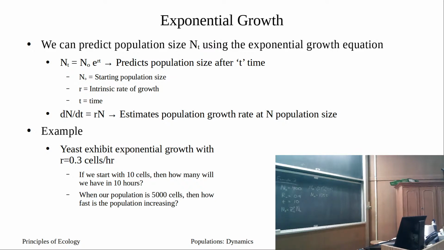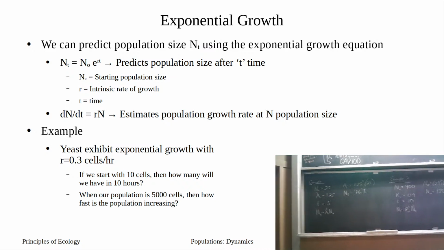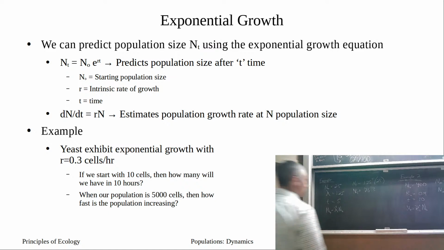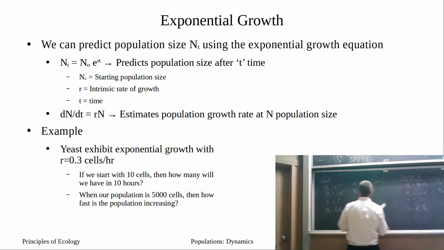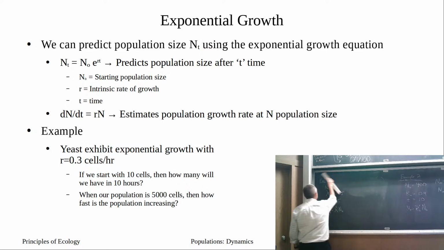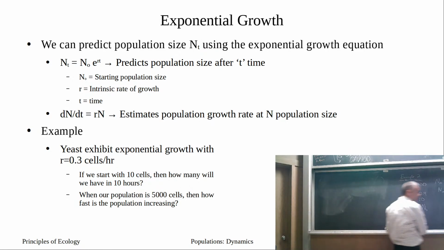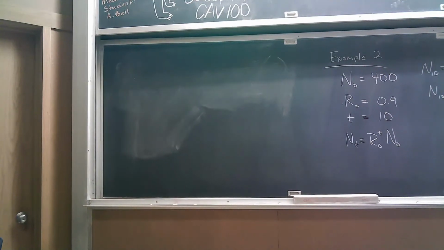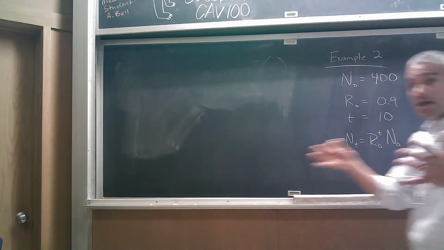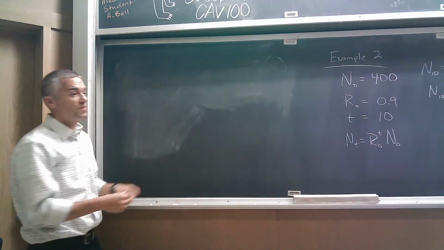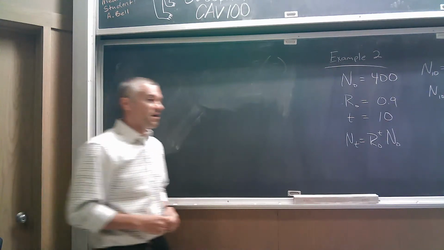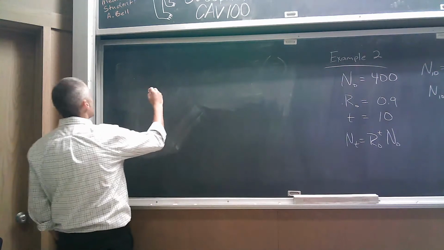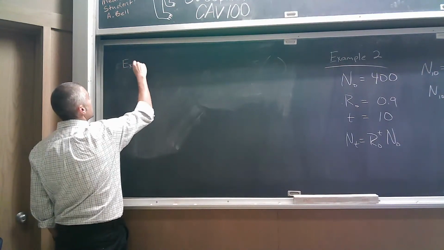So let's go through this problem. Yeast exhibit exponential growth with the intrinsic rate of growth of 0.3 cells per hour. Note my labels. Yeast exhibit continuous growth. So we don't say, in a generation, this is what they produce. We set up a clearly defined time point and say, okay, within this period of time, this is our growth. So for yeast, R is 0.3 cells per hour.